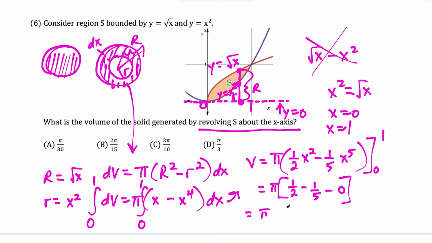We have pi times 1/2, if we multiply by 5 over 5, is going to work out to 5 over 10. And then we have minus, multiply this by 2 over 2, and you're going to get 2 over 10. So now we subtract here, and we're going to have 5 over 10 minus 2 over 10. And we'll just make that a little bit neater. That right now looks like a 6, so we'll just fix that. So we have 5 over 10 minus 2 over 10 is going to give us 3 over 10 times pi, or 3 pi over 10. And this is going to match up with choice C.